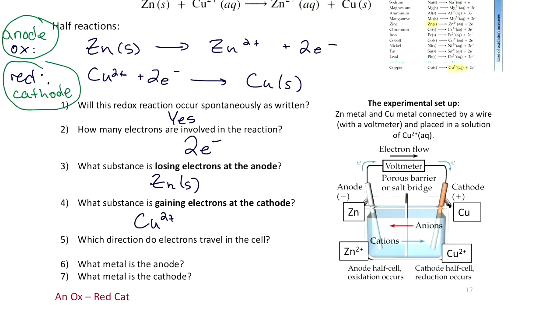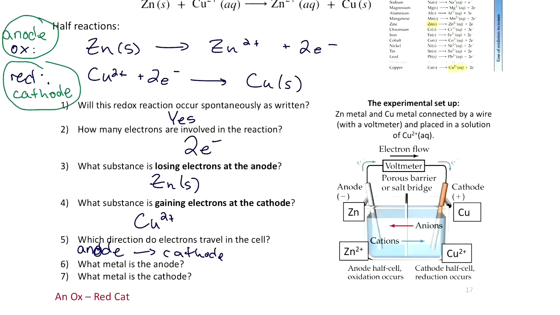Let's be super specific here. Because if copper solid gained electrons, would you get the product you want? No, you would get something weird like copper 2-, and that doesn't exist. So do make sure you're pointing to the correct thing. All right, what direction do the electrons travel? If you look at the half reactions, the anode is giving up electrons and the cathode is gaining electrons. So it looks like it's going from the anode to the cathode. And that's exactly what happens.